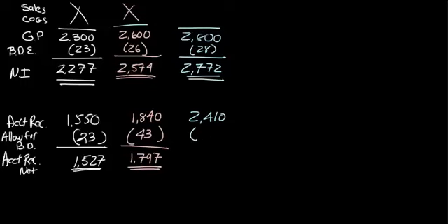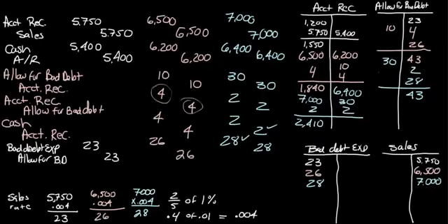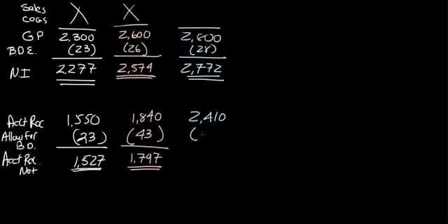Is that right? Let me check that. That's what it was last period. It's 43. Lo and behold, $43. And so my ending balance is $2,367. Okay, so this is the allowance for bad debt and the bad debt expense using the income statement approach. In the next video, we'll do the same activity, but we will be focusing on the balance sheet approach.